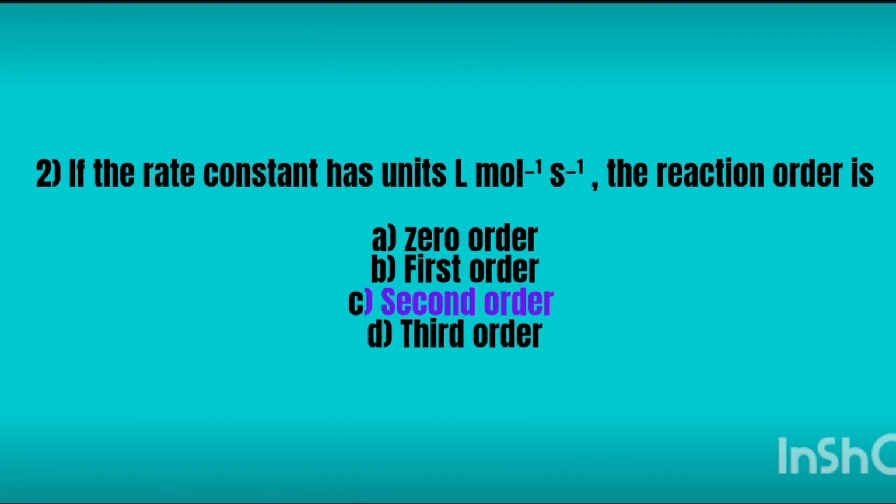If the rate constant has units liter per mole per second, the reaction order is? Options given as zero order, first order, second order and third order. If you see liter per mole per second, it always belongs to second order. So second order is the correct option here.